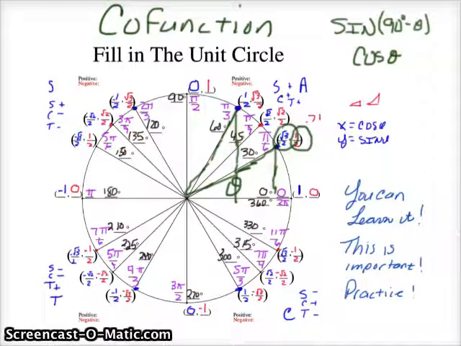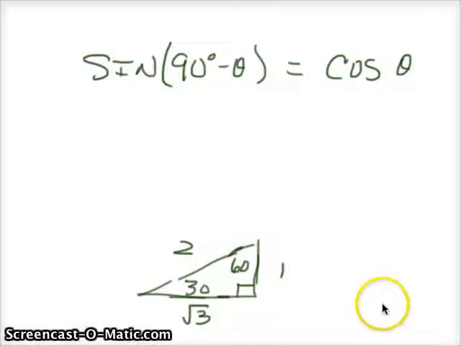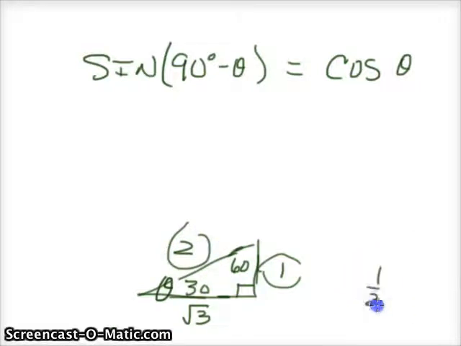So let's look at that some more. Okay, so this is the first cofunction identity, the sine of 90 minus theta. Let's just put theta right here, okay? What is the sine of 30 degrees? The sine of 30 degrees is opposite over hypotenuse, which is 1/2, okay? So the sine of 90 minus 30, 90 minus 30 is 60, okay? Is that equivalent to the cosine of 60?